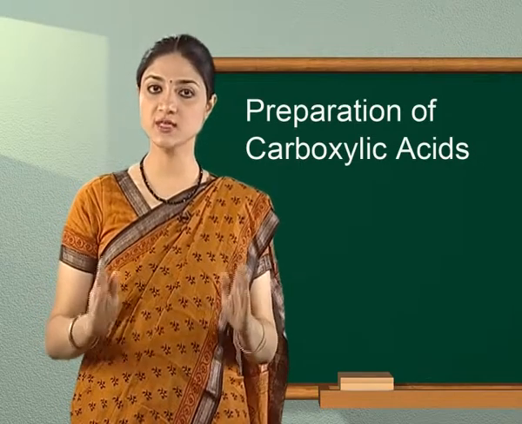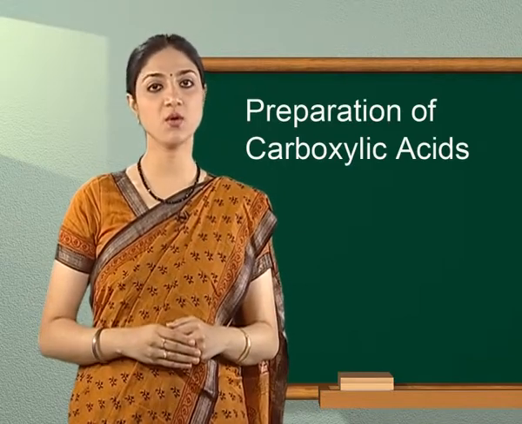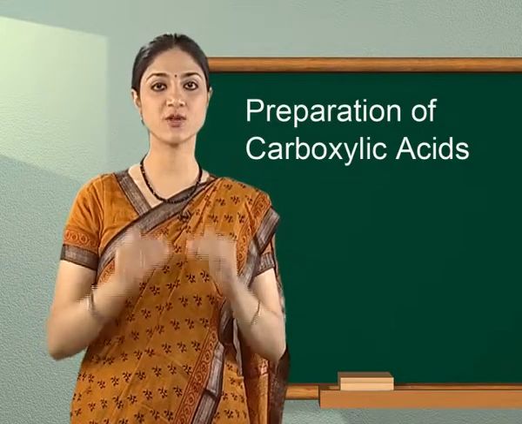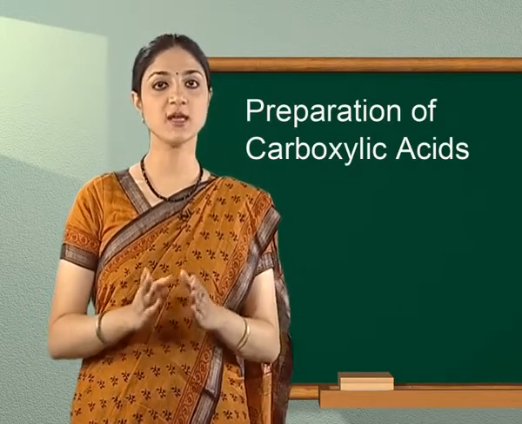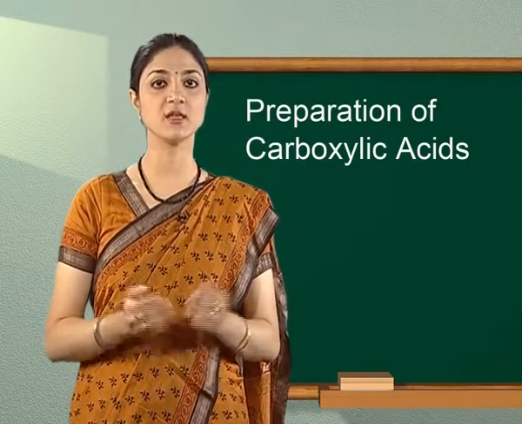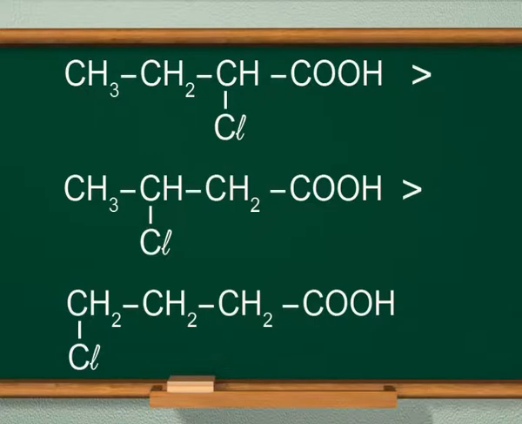An increase in the distance of electron withdrawing groups, such as halogen, from the COOH group decreases the acidity. This is due to the fact that the minus I effect decreases with distance. For example, 2-chlorobutanoic acid is more acidic than 3-chlorobutanoic acid, which is more acidic than 4-chlorobutanoic acid.